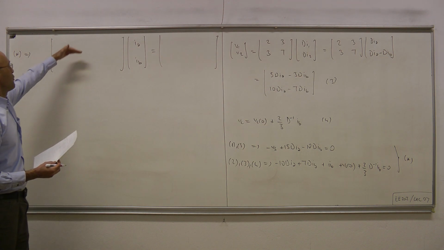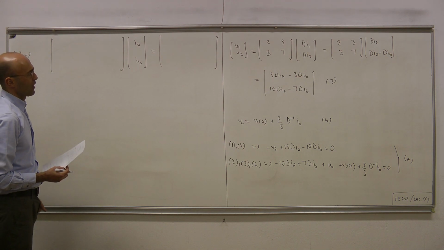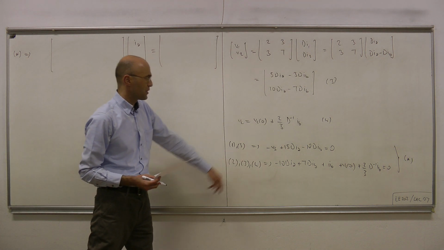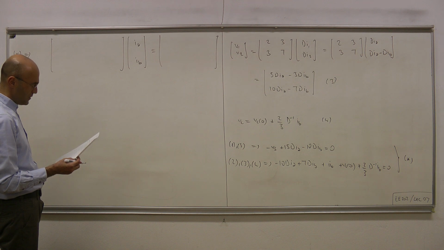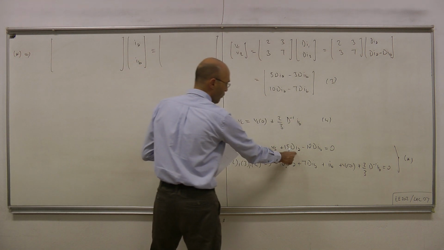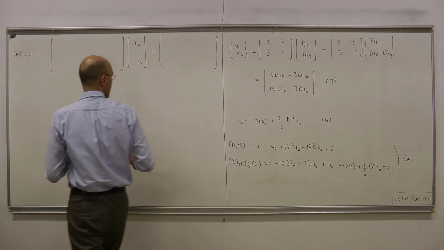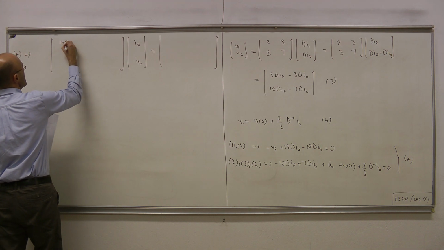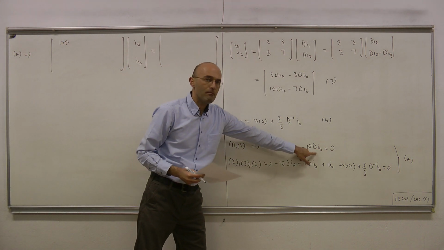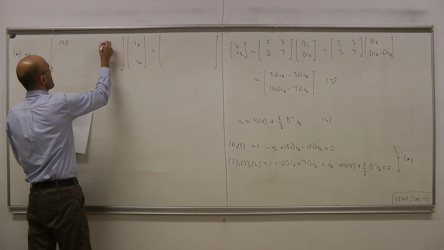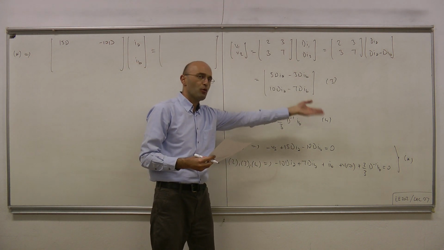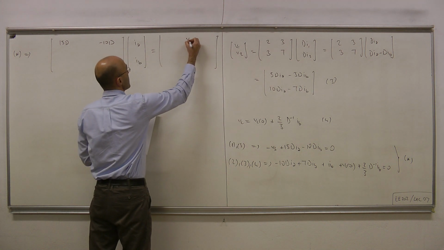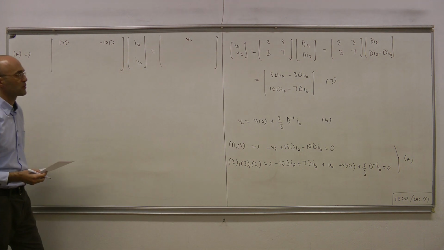Okay, for the first row, let's look at the first equation. So what we have is for IA we have 15D, for IB we have minus 10D, and what remains is minus Vs. We throw it to the other side, and here we have Vs. Okay, so that's the first row.